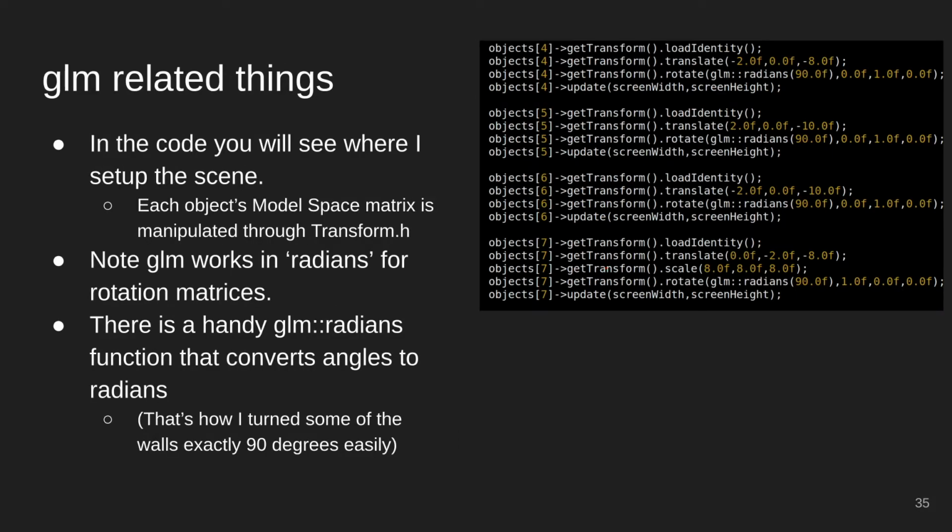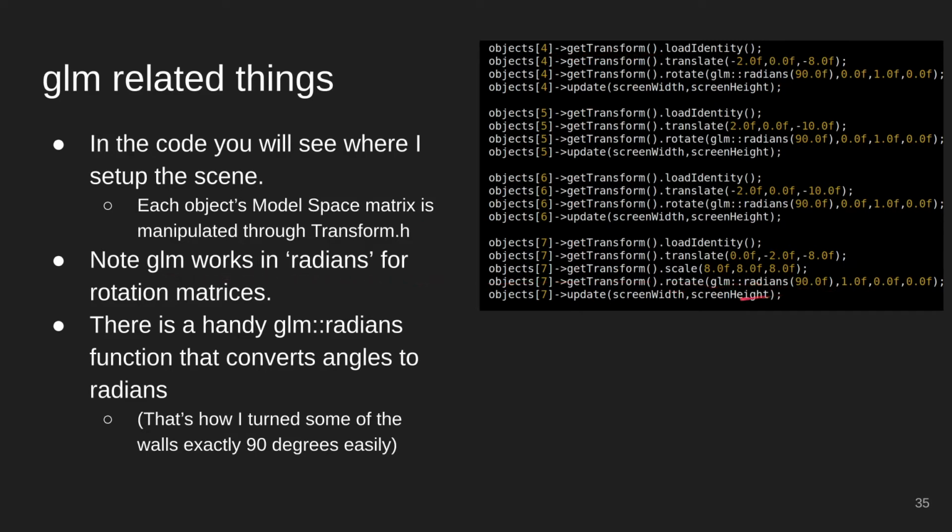Some GLM related things that you're going to see in the starter code today: you're going to have a bunch more objects. They're all in this array. And each of these objects' model space matrix is again in transform.h if you want to see what that is. Get transform returns that model view matrix. We'll also want to keep in mind that GLM works in radians if you're going to do any sort of rotations.